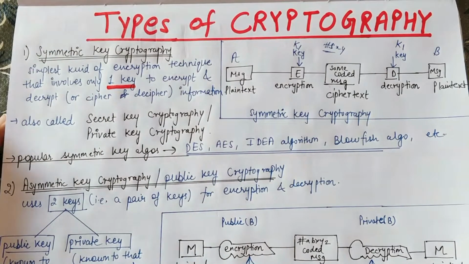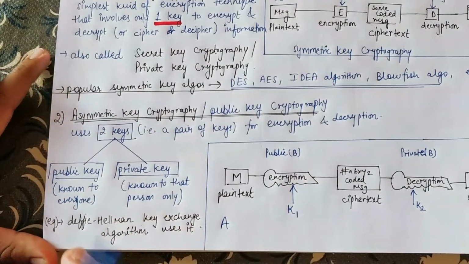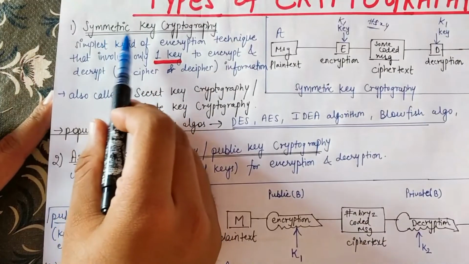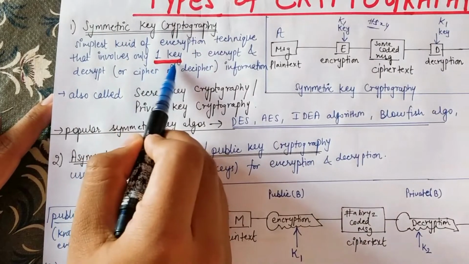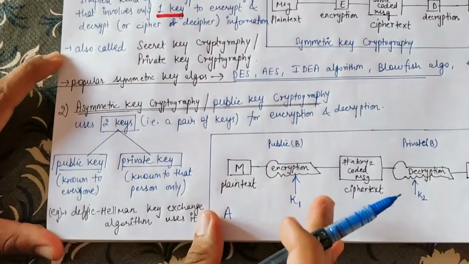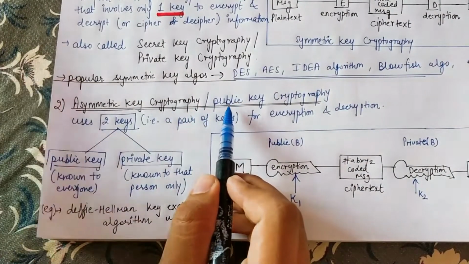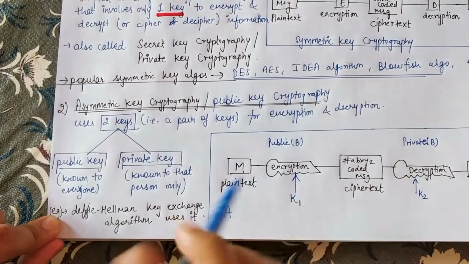Now let us go to the second type of cryptography. The scenario is completely the same, but in the previous method, that is in the symmetric key cryptography technique, we used only one key for the encryption and also for decryption. Now in this particular type of technique, that is asymmetric key cryptography, which is also called public key cryptography, we use two keys.